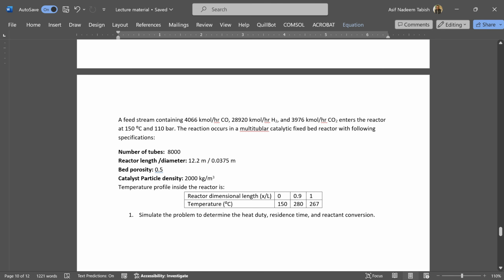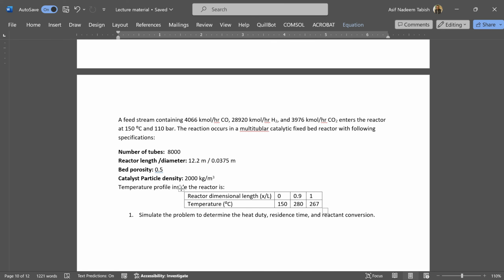Number of tubes in the reactor are 8000. Reactor length is mentioned as 12.2 meter and the diameter of a single tube is 0.0375 meter. The bed porosity is 50%. Catalytic particle density is 2000 kilogram per meter cube. And for the heat transfer calculations, a temperature profile inside the reactor is defined. The inlet temperature of the reactor is 150 degrees Celsius. The outlet temperature is 260 degrees Celsius. And the temperature at a 90% length from the inlet is given as 280 degrees Celsius. So with these details, you are asked to calculate the heat duty, residence time, and the reactant conversion.